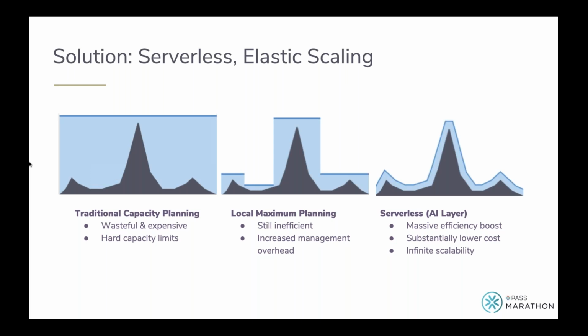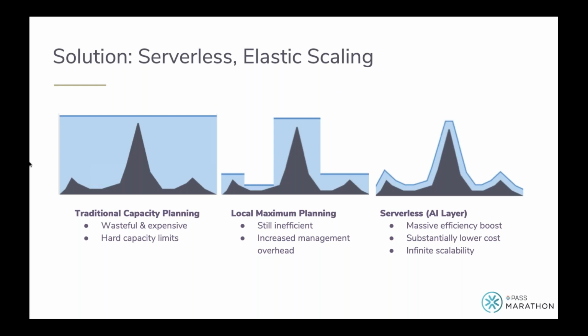So then you can do local maximum planning, which is this idea of rolling scale up and scale down. As traffic is coming in, you scale up more machines, slightly, but you're always subdividing the maximums, right? And you're saying, okay, in this period of time, what the maximum is going to be in this period of time. So it's still inefficient. It really increases a lot of the management overload.